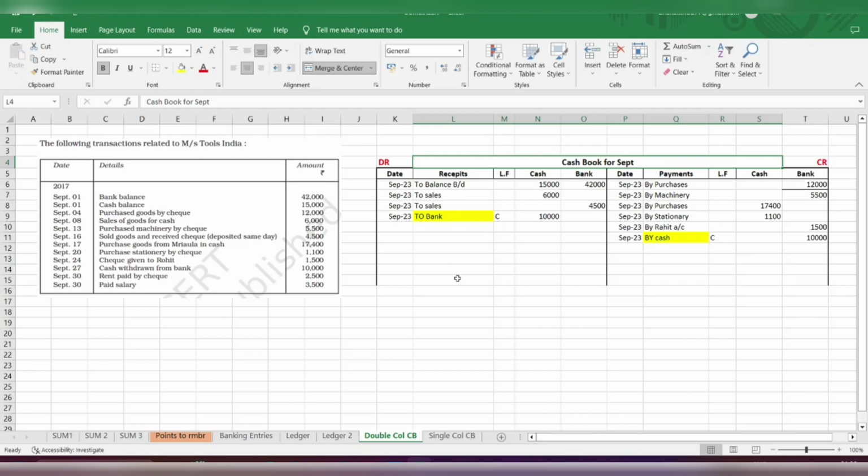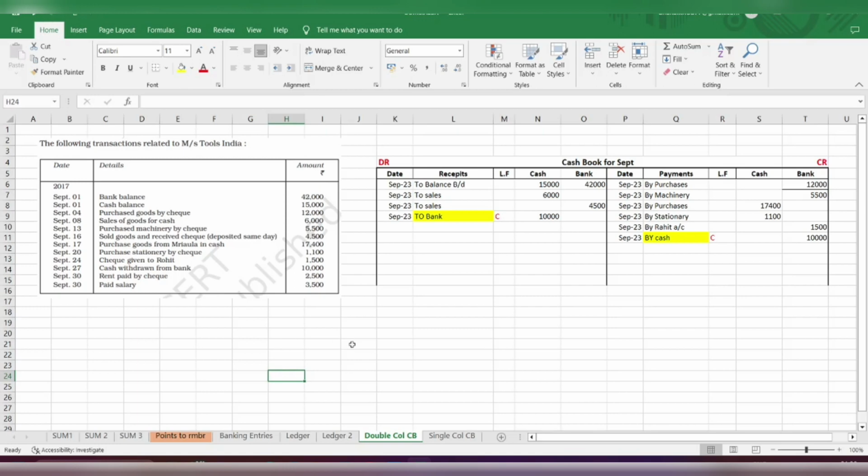When there is a contra entry, when both the bank and cash columns come into consideration, such entries are known as contra entries. And in our ledger folio, you need to write capital C to differentiate that this is a contra entry. I hope this is clear to you. Let us move to our next transaction.